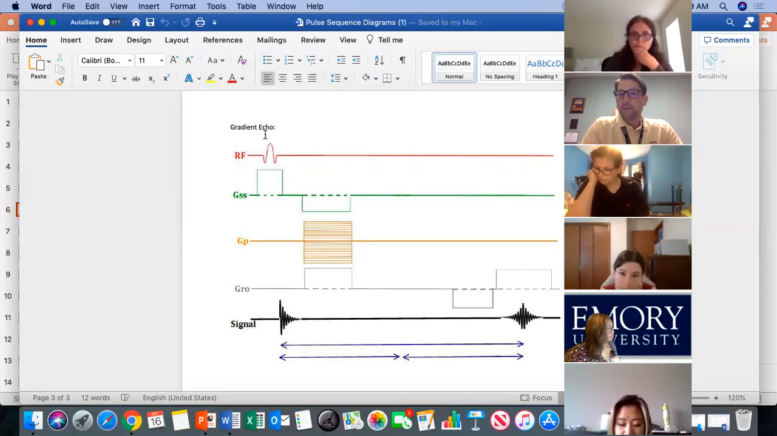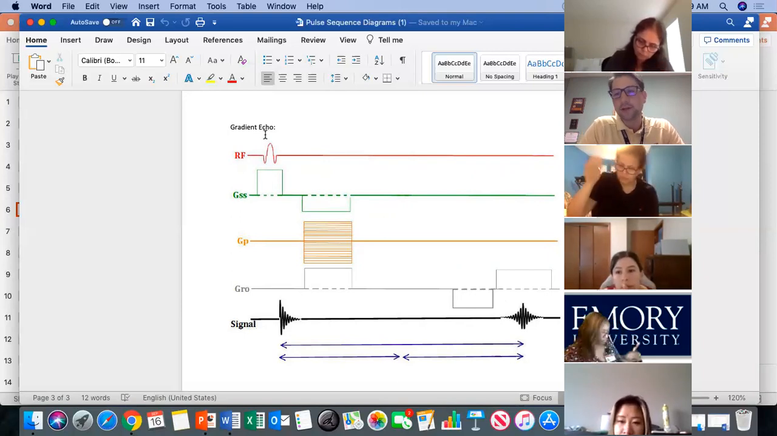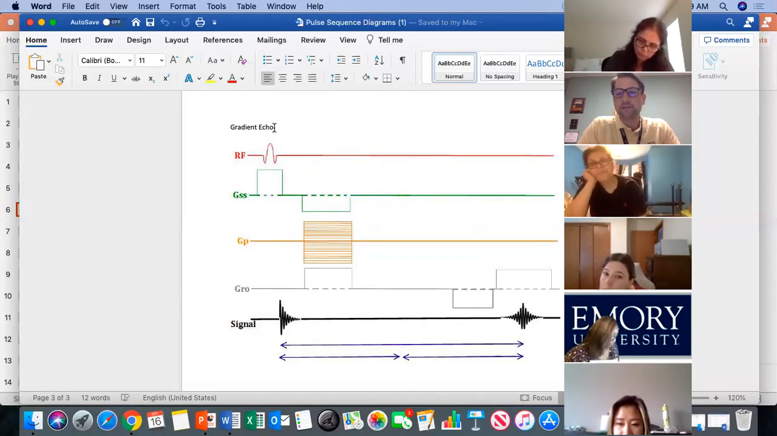This right here, I put a little note, is not 90 degrees anymore. It's going to be less than 90 degrees, or what we call variable, because it's going to be dependent on what type of image weighting we want, whether it's a 70 degree or 20 degree or 5 degree, 15 degree. But typically it's going to be less than 90 degrees, alpha, variable flip angle. But everything else looks pretty similar, right?